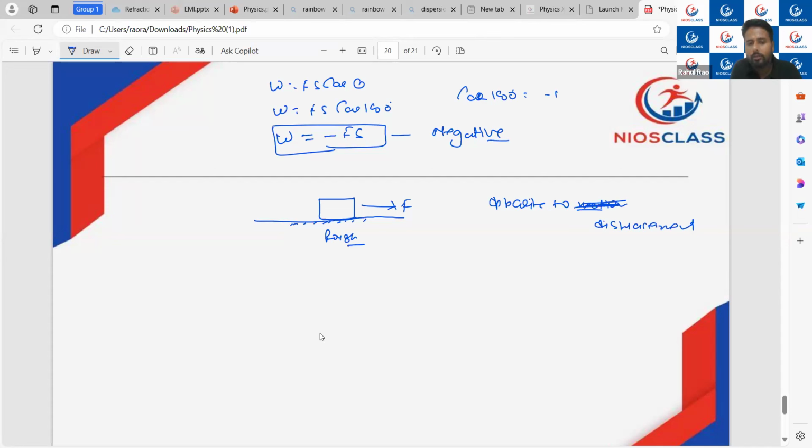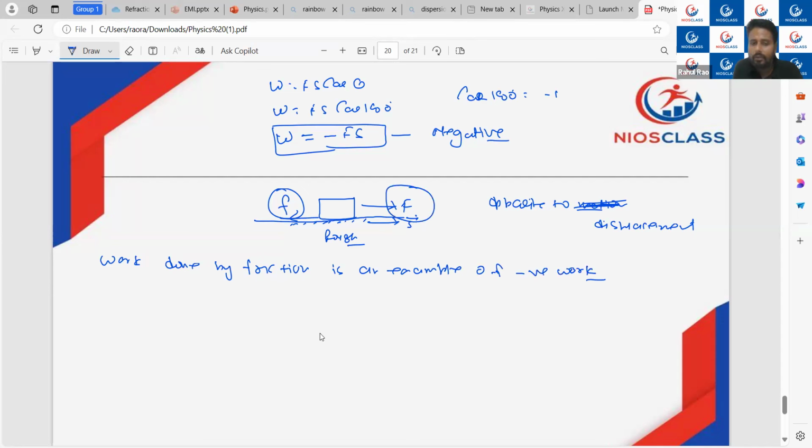Okay, so what is the work done by this friction force? This is the friction force. You see, displacement is in this direction and friction force is opposite to the displacement. So work done by friction is an example of what? Of negative work. Okay, and work done by this capital F is an example of what? It is the positive work. Correct?